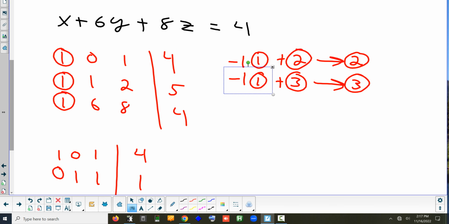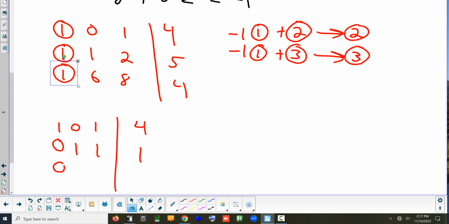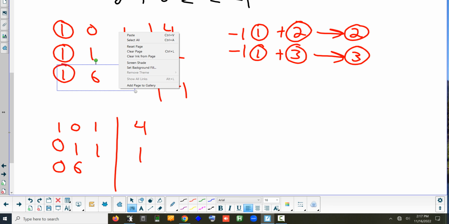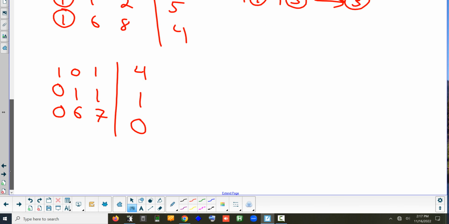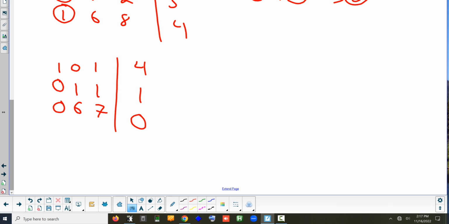Multiply row 1 by -1 and add it to the third row. So 1 times -1? -1 plus 1. 0. 0 times -1? Plus 6. 6. What's 1 times -1? And -1 plus 8? 7. And 4 times -1? Plus 4? 0. The fact we got a 0 there, that means nothing. Okay, we got a 0 there, but I don't care about that. All I care about is the 1, the 0, and the 0.